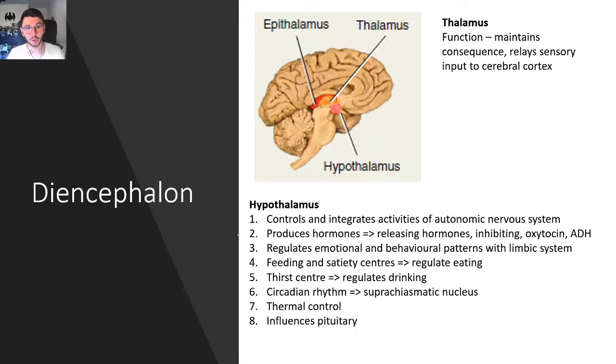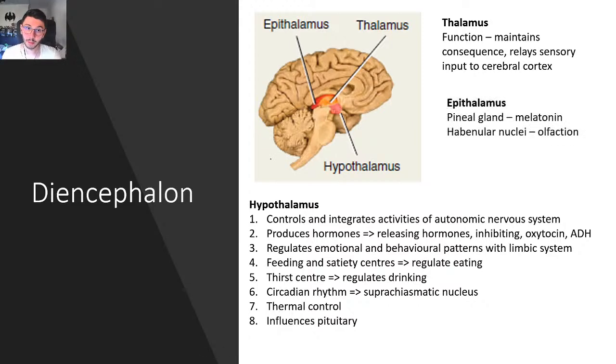Once again, I mentioned thermal control, so this is where you set your internal thermostat. Let's say you have something like a fever, that's all regulated by the hypothalamus. And of course, since it's found so close to the pituitary, it influences the pituitary.